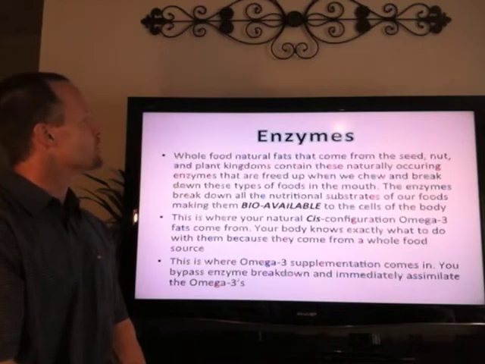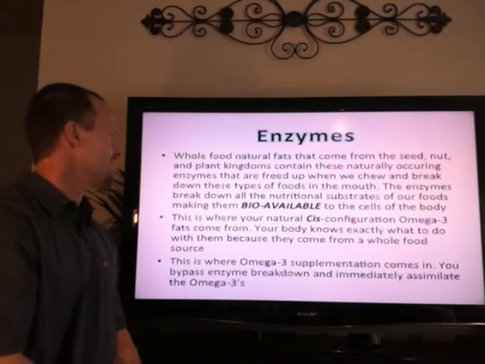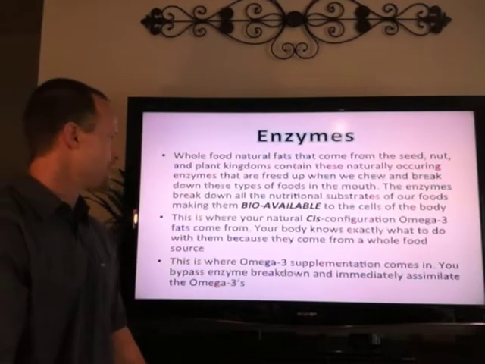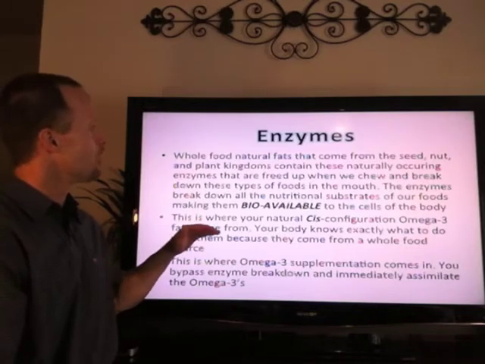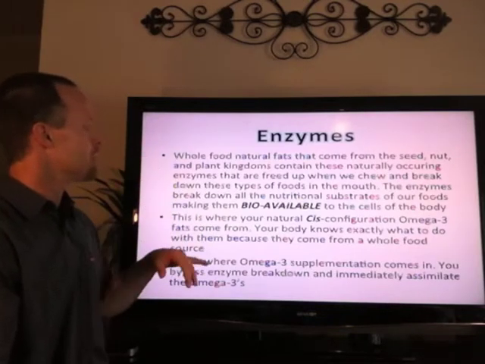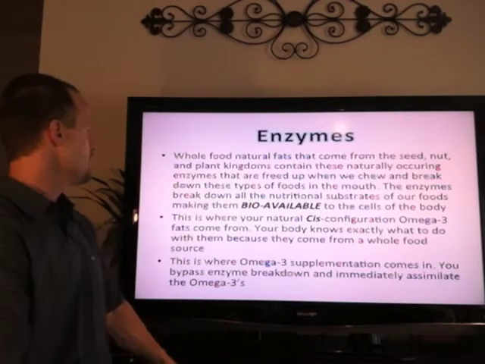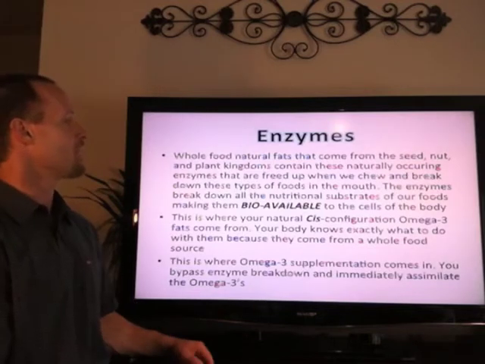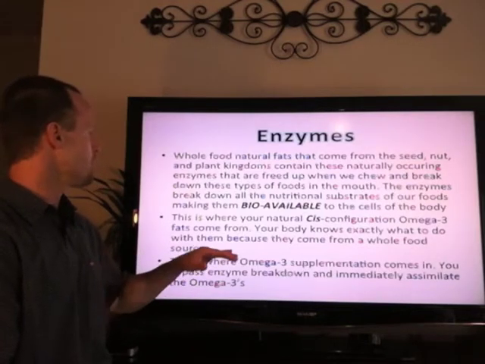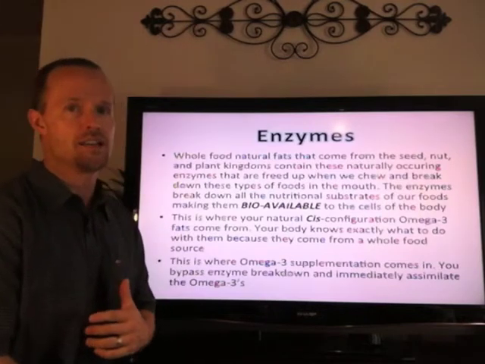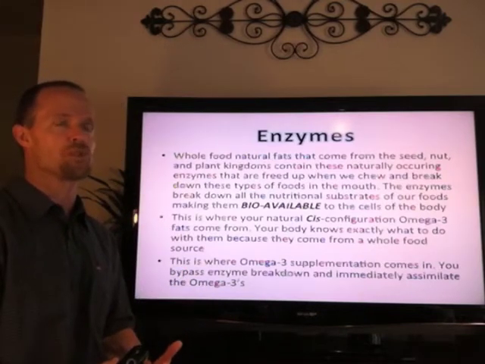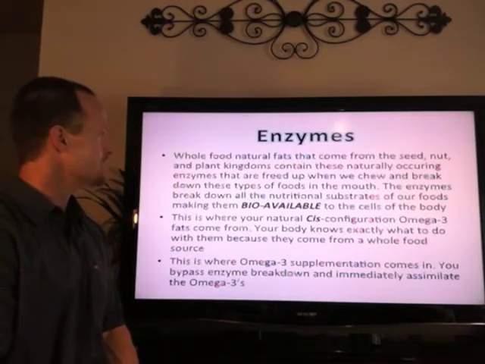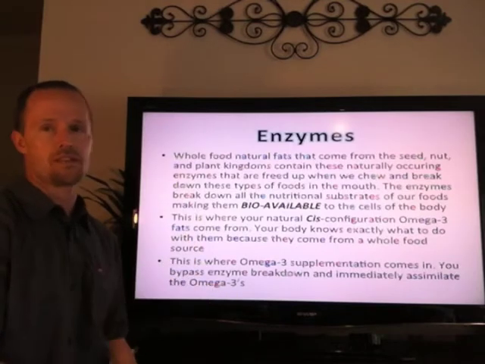Whole food natural fats that come from seed, nut, and plant kingdoms contain these naturally occurring enzymes that are freed up when we chew up these foods and break them down in the mouth. Now, the enzymes break down all the nutritional substrates of our foods, making them biologically available to the cells of the body. So this is where our natural cis configuration omega-3 fatty acids come from. Your body knows exactly what to do with them because they come from a whole food source like I talked about in the other videos. They carry that natural frequency that has a natural receptor site for your body to handle. This is where omega-3 supplementation comes in. You bypass this enzyme breakdown and immediately assimilate the omega-3s.